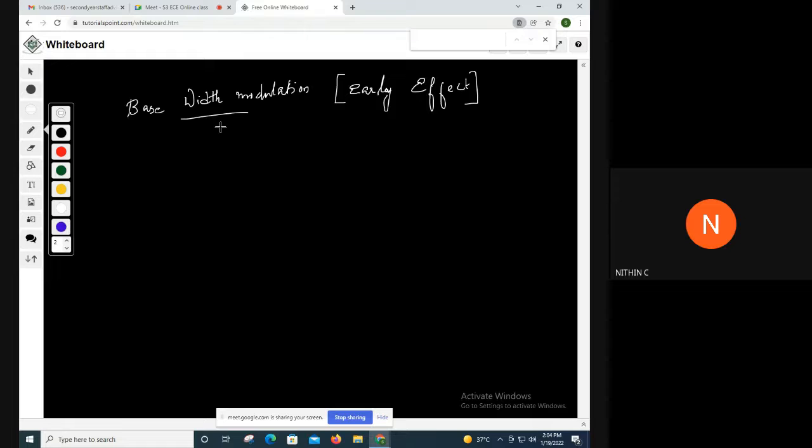And that factor is actually the collector base voltage. So the variation in the width of the base of a transistor with respect to VCB, that is the collector base voltage, is called base width modulation. I will explain that with the help of a figure.